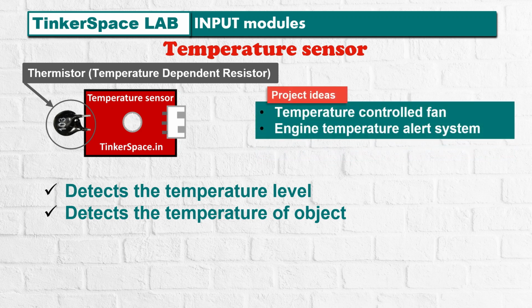Example project ideas are temperature controlled fans that adjust their speed based on how hot or cold the room is, engine temperature alert systems in vehicles to prevent overheating.